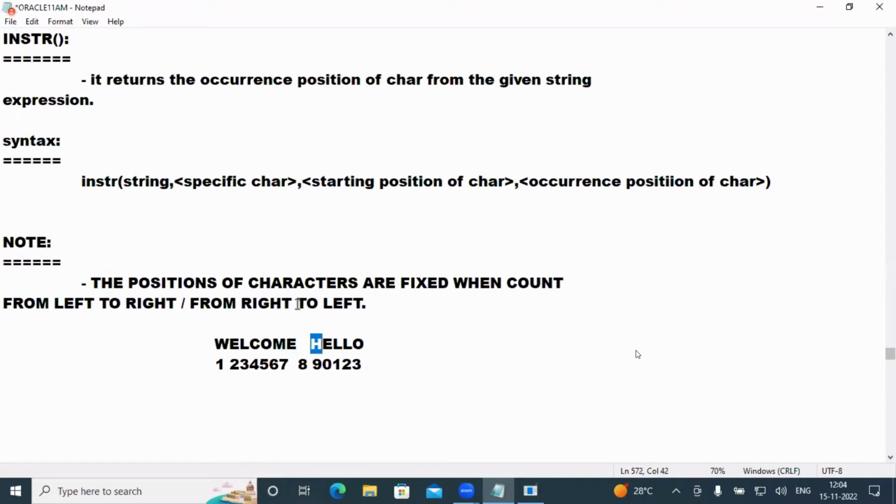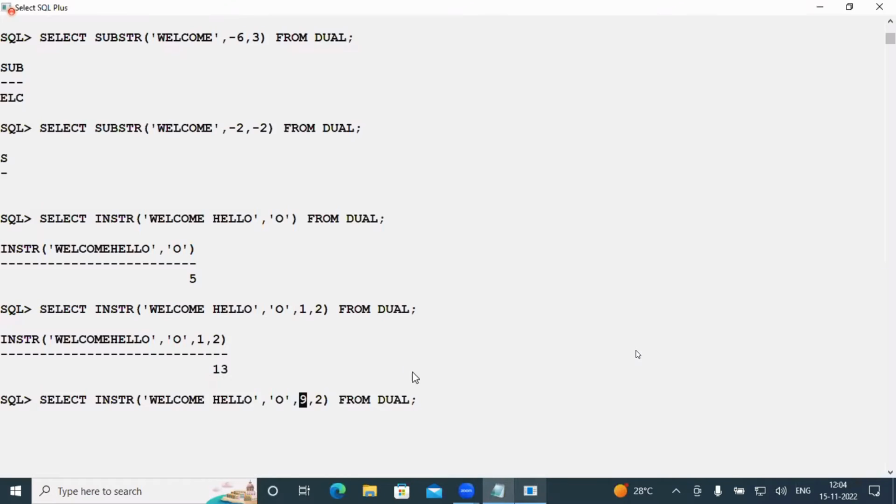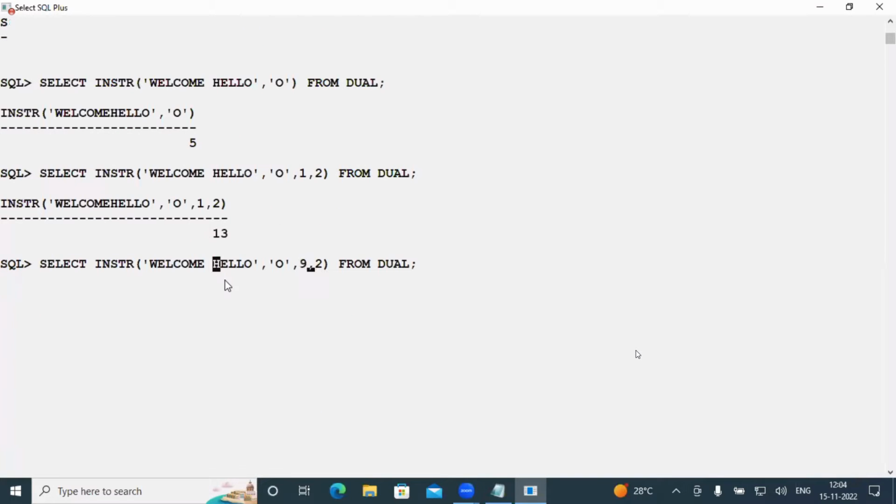H. So from there, that means I'm not counting W. I'm counting from H. That means these are not considered. I'm not taking them in my calculation. I'm counting from here onwards. So from H onwards, which occurrence of O position do you want? From H onwards, which occurrence? First occurrence or second occurrence?